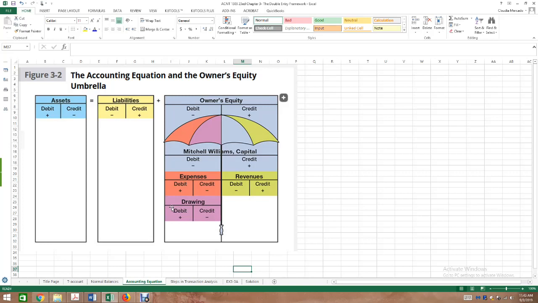That way, when you're doing accounting and you're analyzing all of these transactions, you have to be talking to yourself. Okay, what accounts are being affected? Are they going up? Are they going down? And then you can just look at the picture.